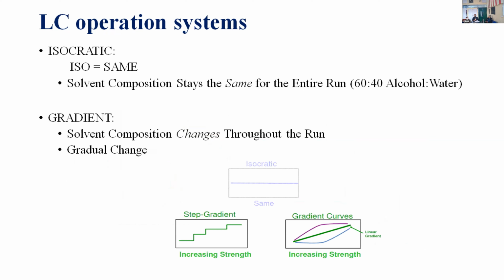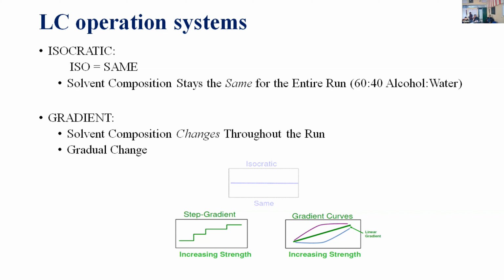On the basis of the composition of the mobile phase, HPLC operations are described as isocratic as well as gradient. Isocratic means iso means same. It means the composition of the mobile phase stays the same throughout the analysis. It may be a single solvent, maybe water, maybe alcohol, or a composition of 2 or 3 solvents in a fixed ratio. This operation is called isocratic.